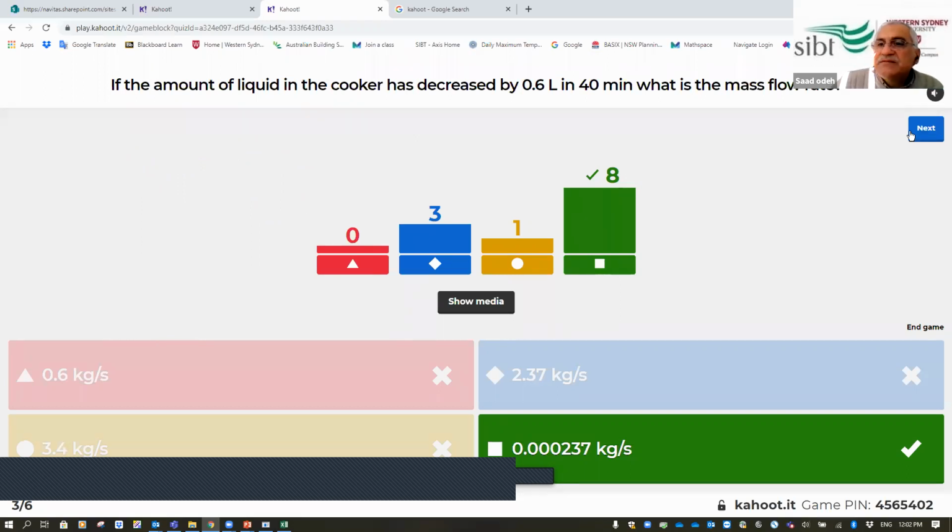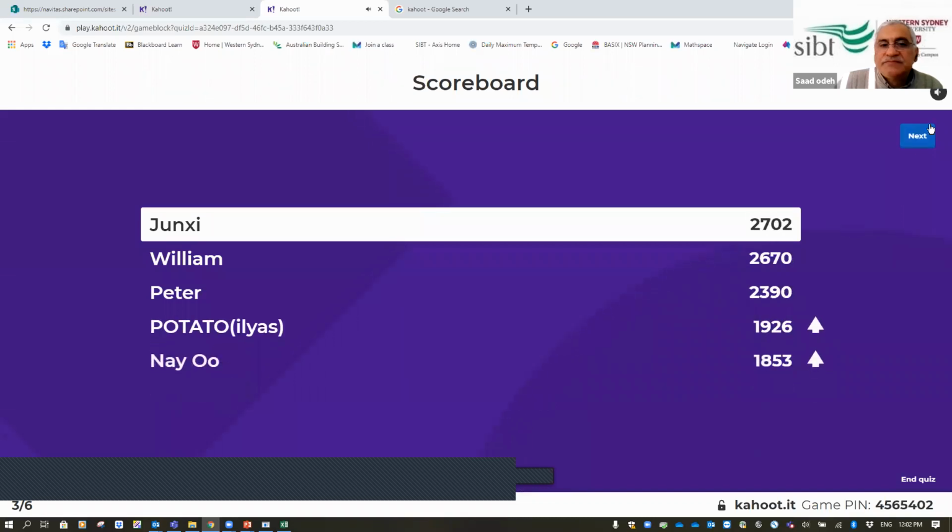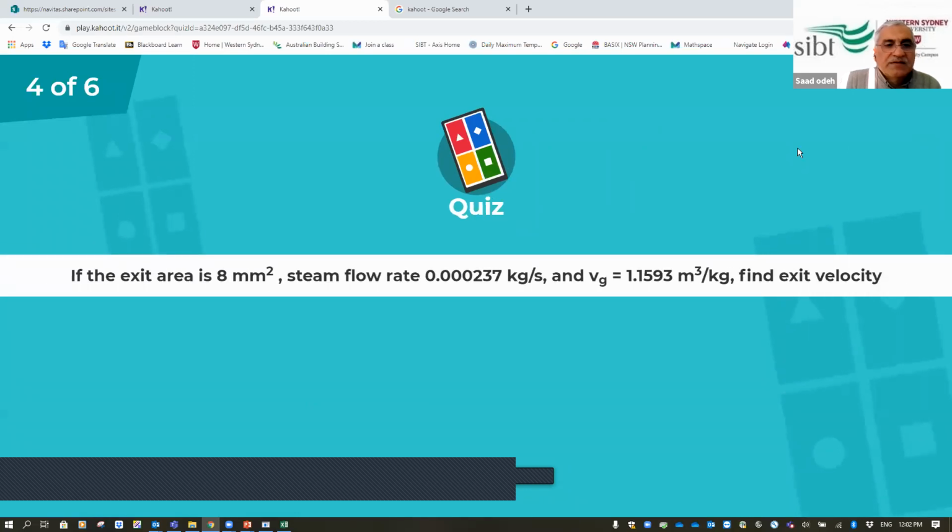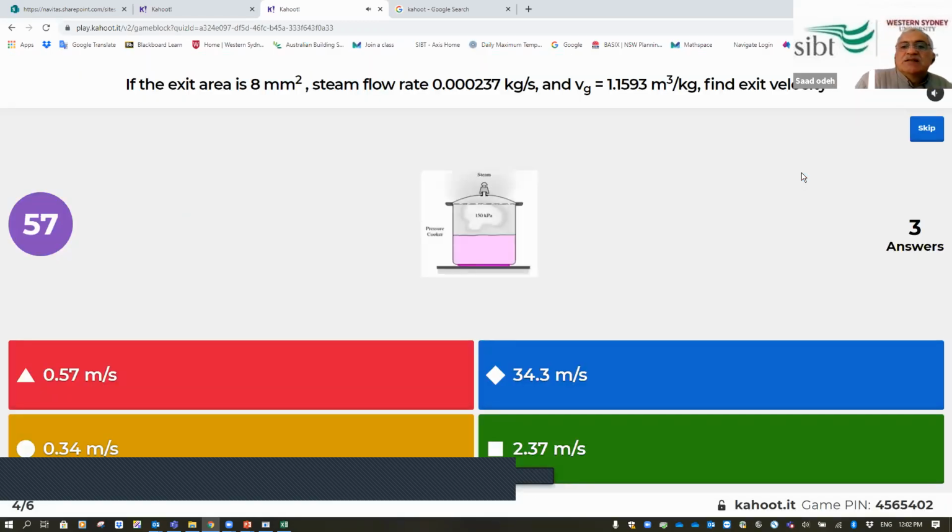Okay, so next question. Now we know the exit area. We have the steam flow rate, we know it. We have VG, because this is saturated gas here. When it leaves the cooker, it leaves as a saturated gas. So we need to find VG. VG is already given. Just apply the mass flow rate equation.